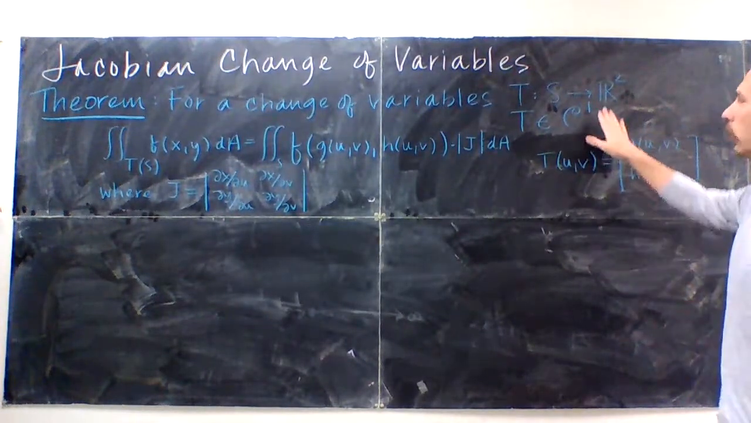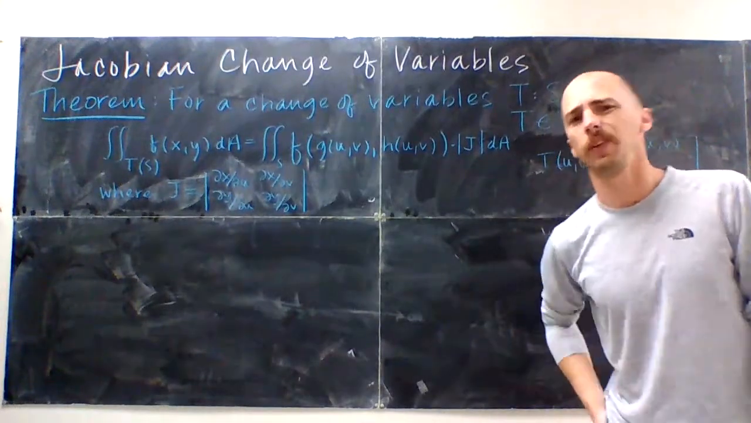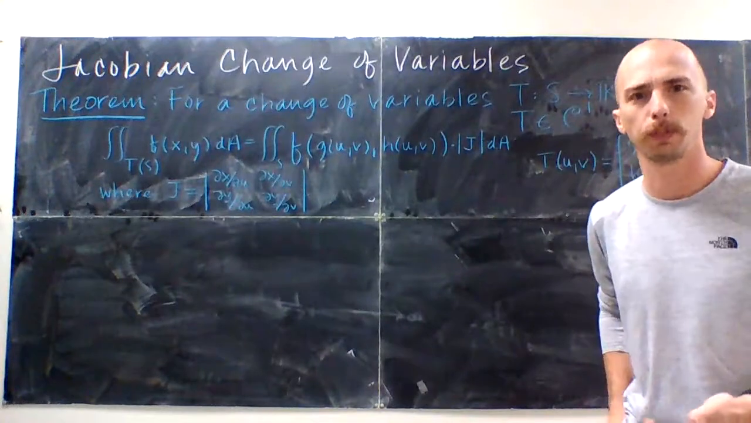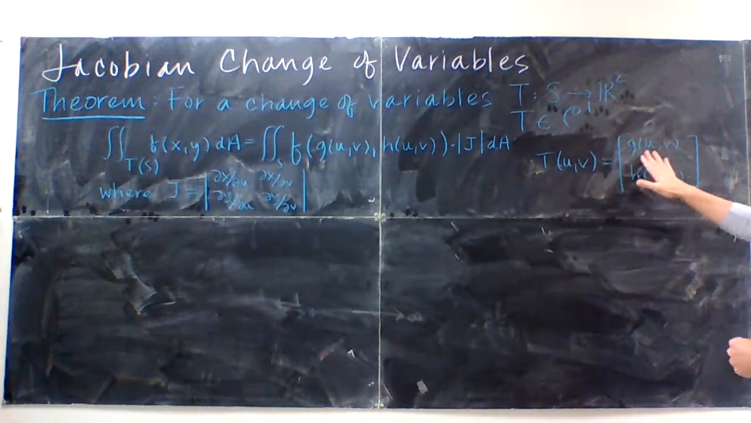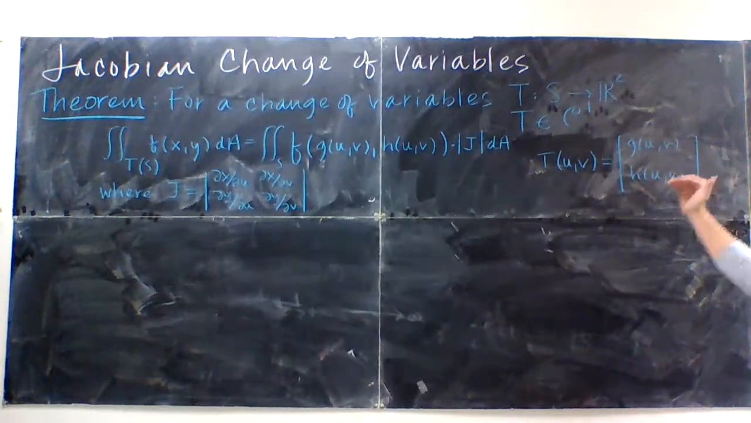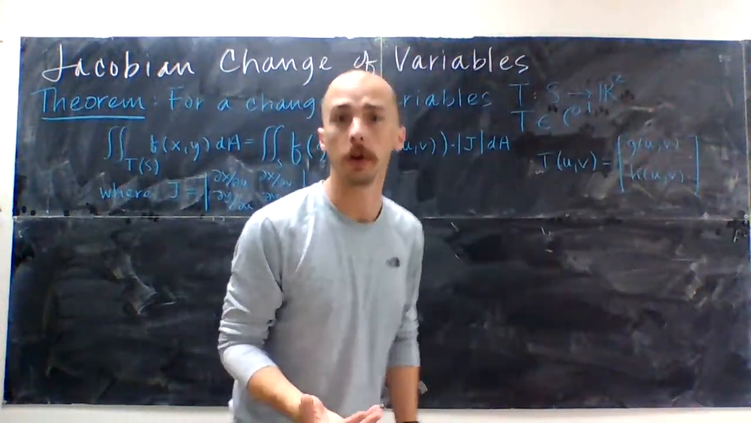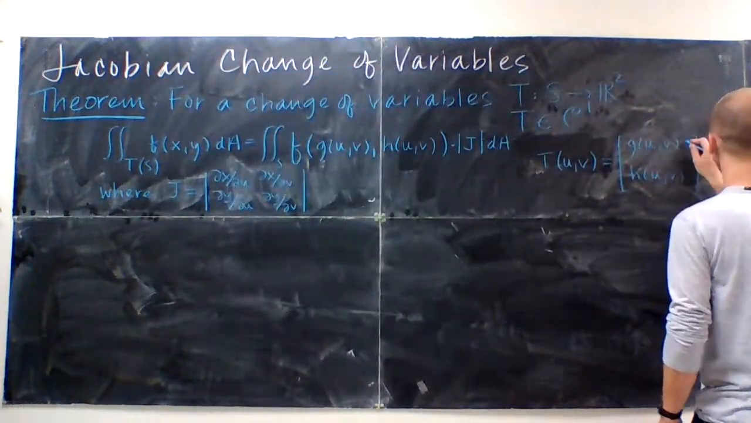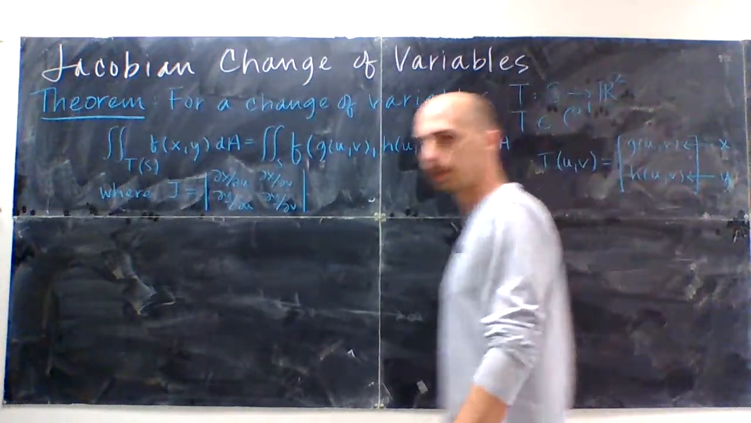If I have this transform that is going to be C1, okay, so I don't necessarily need it to be a linear transform like we had in linear algebra. I just need it to have continuous first partial derivatives, where T takes u and v to some g of u and v and h of u and v. And I need to point out that when I say g and h, what those are is what we would consider x and y. Okay, so I'm just going to say that's x and that's y.